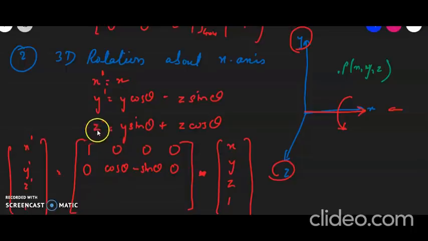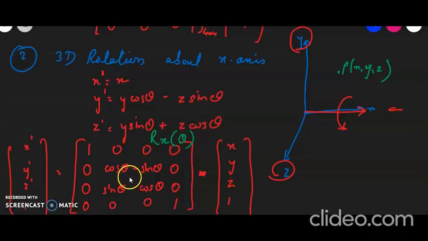My third row is z dash. Z dash is equal to y sin theta plus z cos theta. So y is to be multiplied by sin theta, z is to be multiplied by cos theta, and a 0. My last row is 0, 0, 0, 1. So this becomes my rotation matrix about x-axis with positive theta. So rotation about x-axis and angle is positive theta.